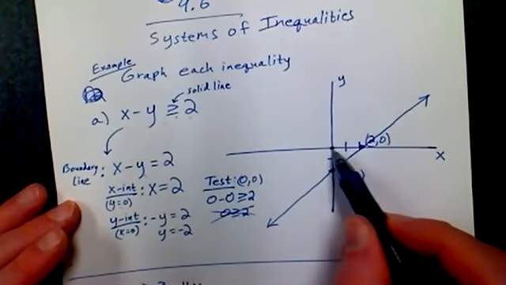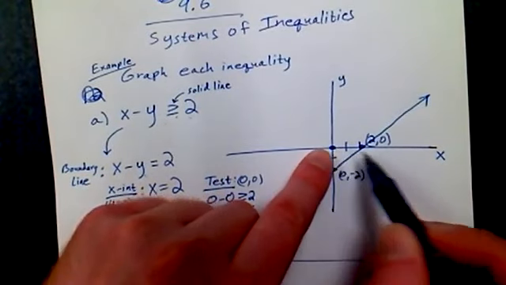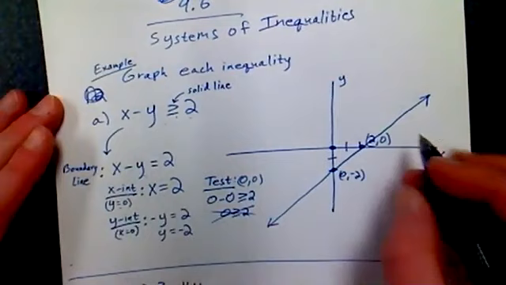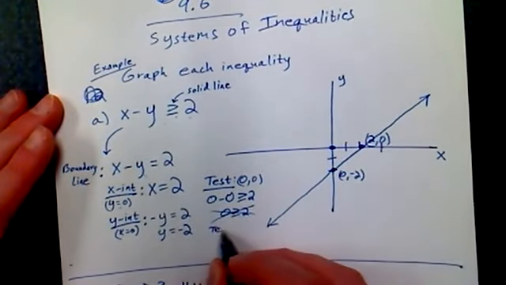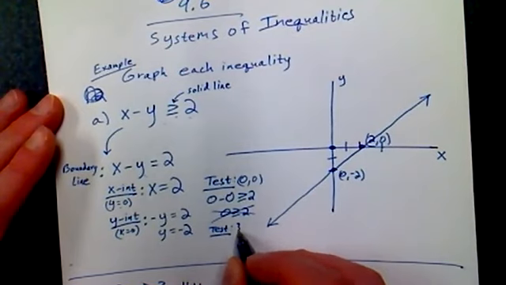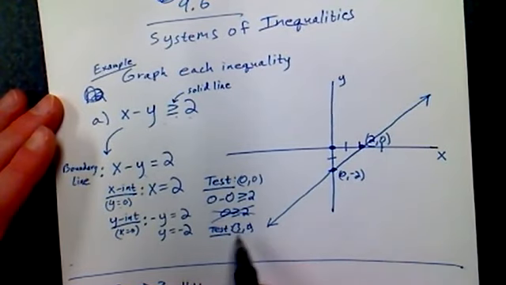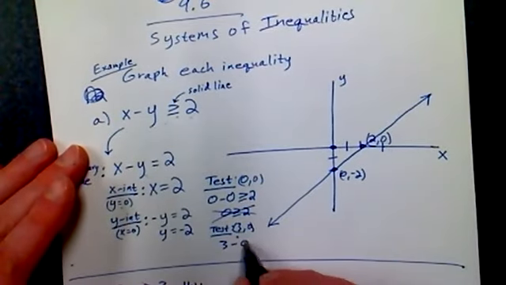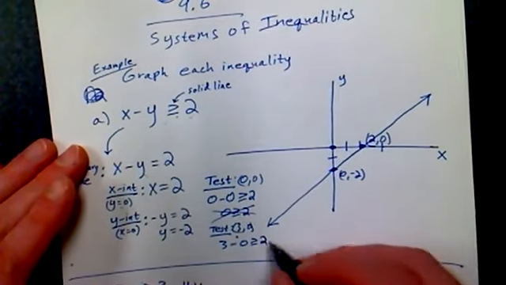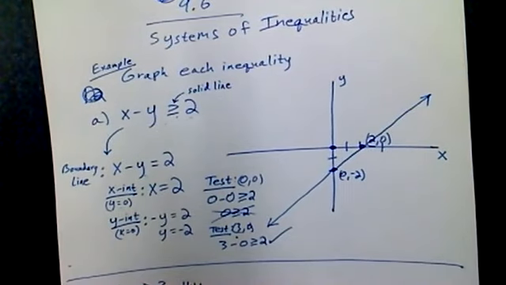So that tells me (0, 0) is not a solution. So I think my solutions are over here. Let's check a point we know is over here. Let's say (3, 0). Let's make sure that works. (3, 0), I plug that into my inequality right here. That says 3 minus 0 is greater than or equal to 2, which is, of course, true.